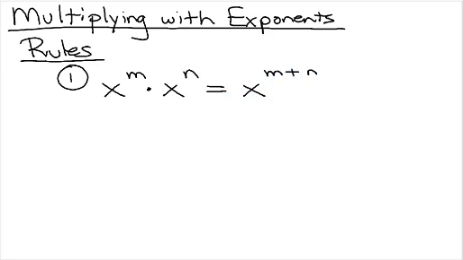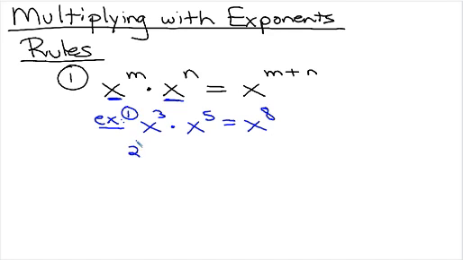Now notice these bases must be the same for us to use that. So a real simple example would be if I had x to the third times x to the fifth, that would be x to the eighth. 3 plus 5. Easy enough? Okay, so that is the rule for multiplying. All right? Now, I'm going to call that one situation 1.